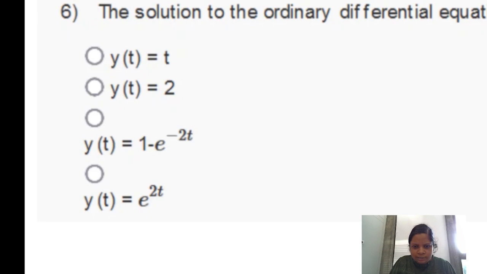Has anyone got the answer? Option C, madam. Yeah, 1 minus e power, yes, correct. So how do you solve this? What is the method that you have used? Can you tell? Is there some name to that method? It's complementary function and particular integral.